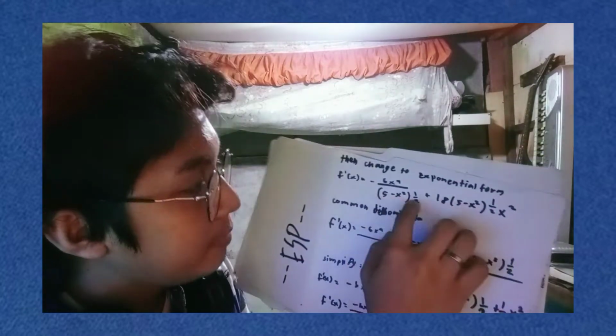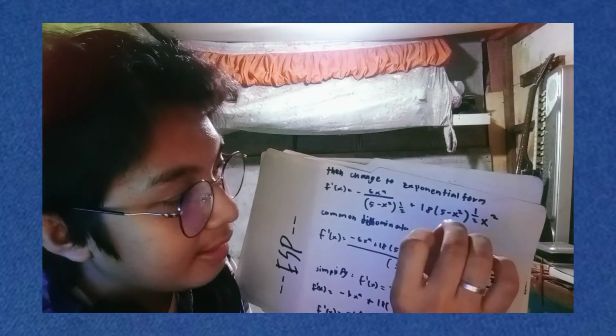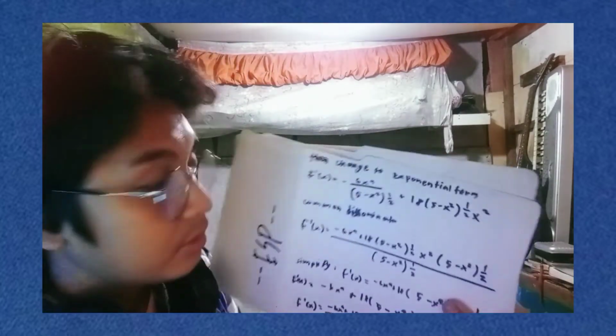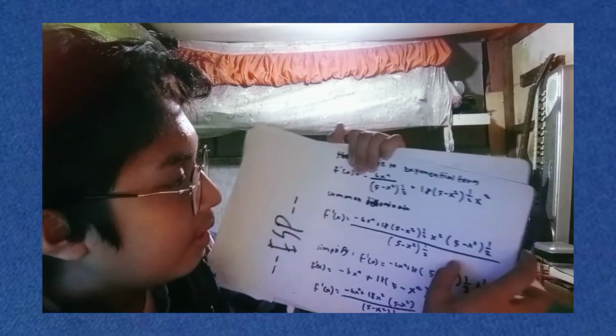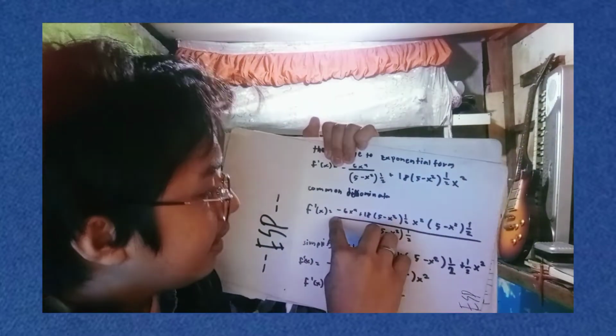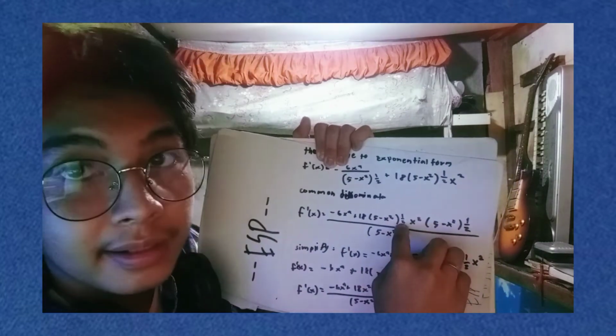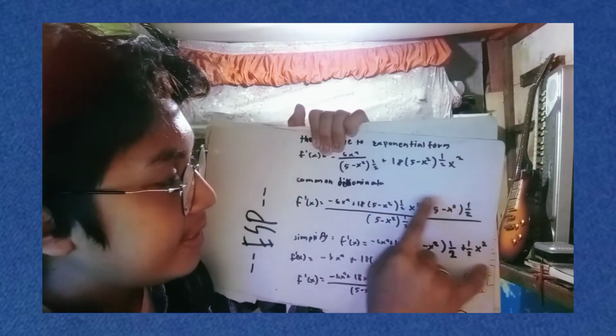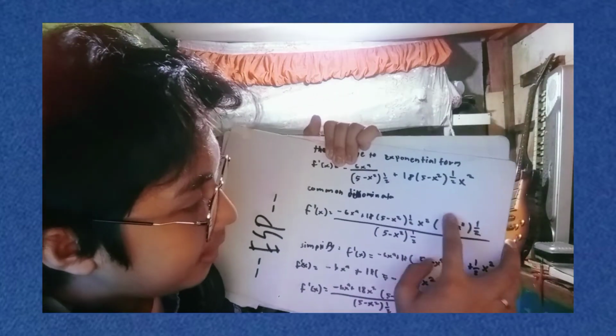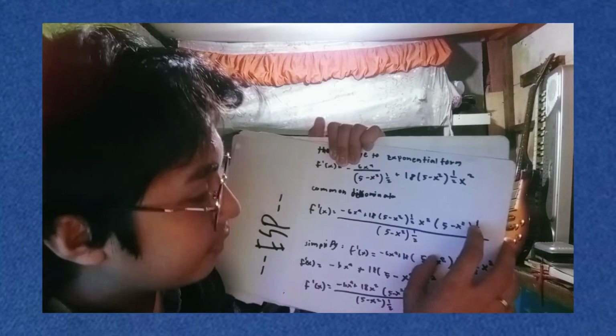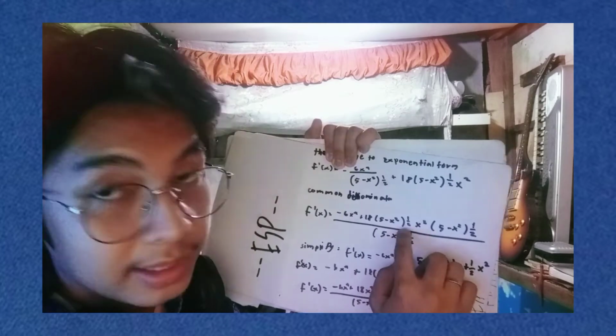We will detach again the radical sign of the previous denominator. Quantity 5 minus x squared raised to 1 half plus 18. Remove again the radical sign. Then 18 times 5 minus x squared raised to 1 half, then times again x squared. So we join the common denominator. Then it will become negative 6x raised to the 4th power plus 18 times the quantity 5 minus x squared raised to 1 half times x squared times 5 minus x squared raised to 1 half, all over the quantity 5 minus x squared raised to 1 half.